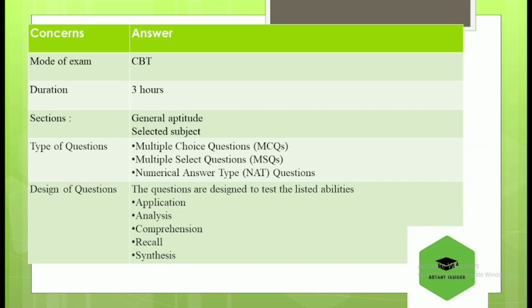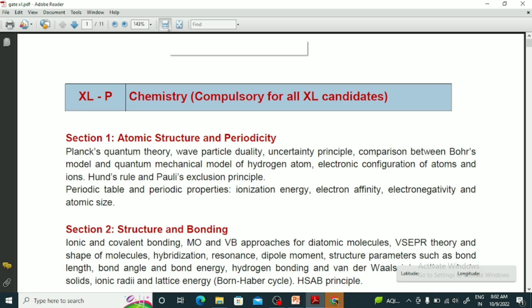Now, talking about that, we have discussed that the exam is in CBT mode, and when we look into the sections of the examination, we have two main sections. The first one is the general aptitude and the second one is the selected subjects. So let's discuss which are the main subjects in the complete examination syllabus which is prescribed by the official authority. Let's look into the PDF itself and understand it. So this is the syllabus for the complete GATE examination.